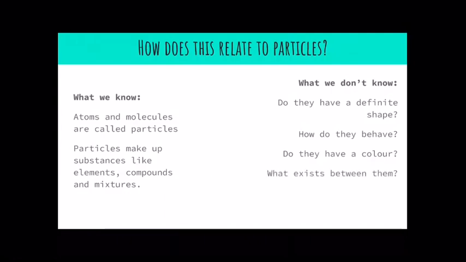And this is a very interesting question. What exists between atoms? Because it's not air, because air is made up of particles. So what exists between the air particles themselves? Think about it. Okay? Or for instance, why do they behave in certain ways?